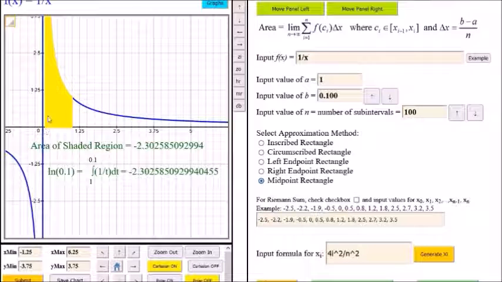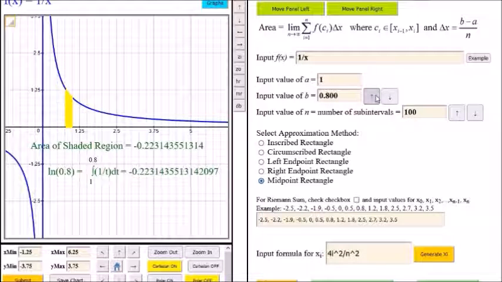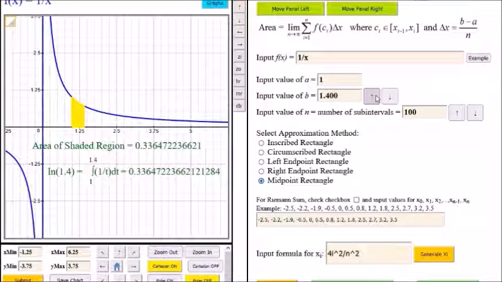So right now this area here is from 0.1 to 1, and the value of it according to this definition of natural log is negative 2.3025. Now the area is beyond 1, so that's why the value is positive. And so that's the definition of the natural log function.